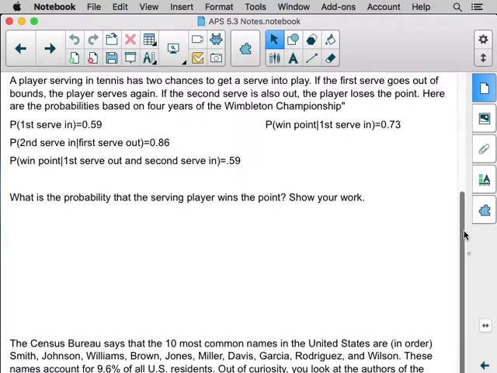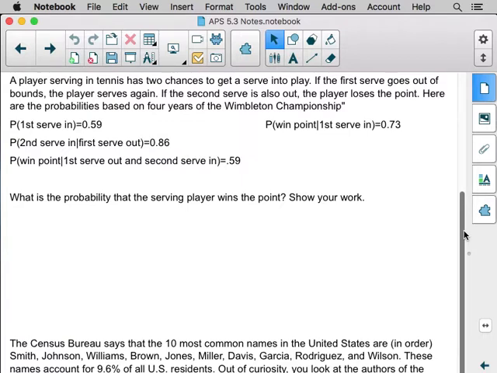So here, a player serving in tennis has two chances to serve into play. If the first serve goes out of bounds, the player serves again. If the second serve is also out, the player loses the point. Here are the probabilities based on 4 years of the Wimbledon Championship. So here they break down all the different probabilities. And then the question is, what is the probability that the serving player wins the point?